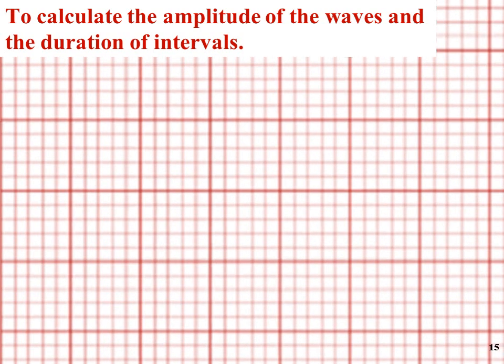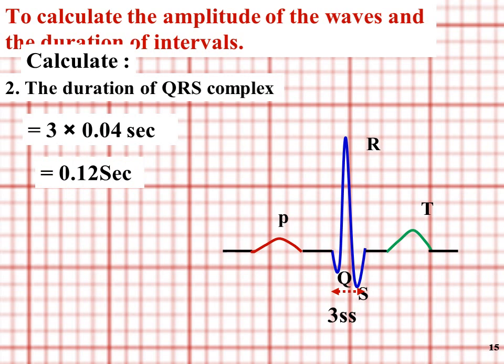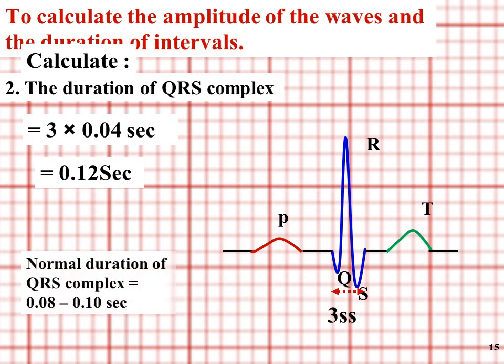Another example, calculate the duration of the QRS complex. 3 small squares. 3 multiplied by 0.04 equals 0.12 second. The normal duration of the QRS complex is from 0.08 to 0.10 second.